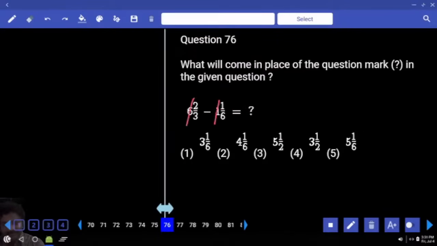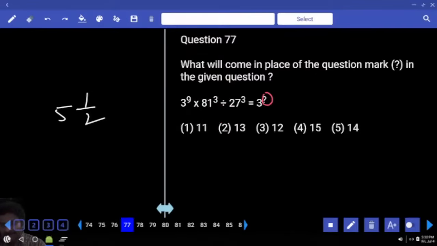Six minus 1 is 5. 2 by 3 minus 1 by 6. 2 by 3 can be written as 4 by 6 minus 1 by 6. 3 by 6 is 1 by 2.